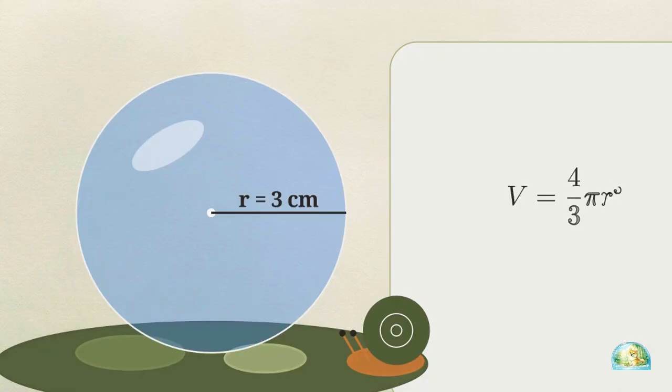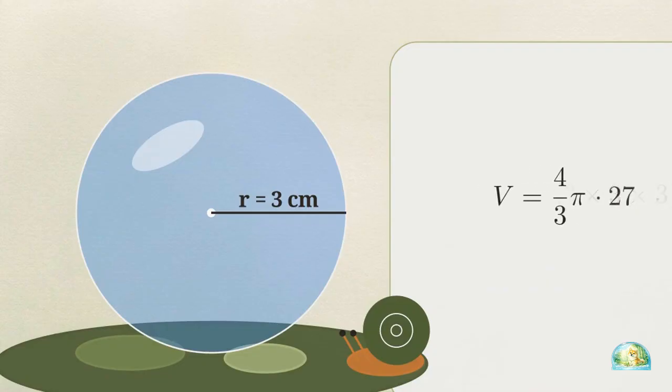Finally, observe this perfectly spherical water droplet on a mossy stone. This sphere has a radius of 3 centimeters from its center to its edge. The formula for the volume of a sphere introduces a new pattern. V equals 4/3 pi r cubed. Watch the exponent closely. Unlike cylinders and cones, which use a squared radius, a sphere requires you to cube the radius. Substituting our radius of 3, we calculate the cube.